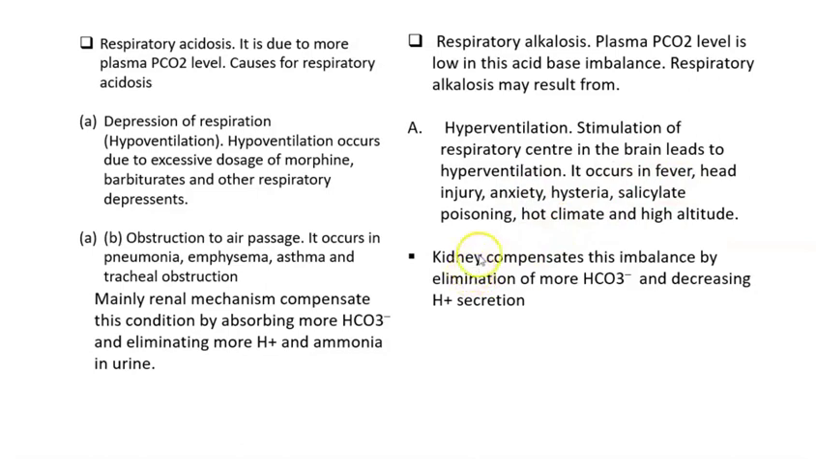And then how can this respiratory alkalosis be compensated? The kidney compensates this imbalance by elimination of what? More HCO3. Here, we don't say absorbing it. You know, alkalosis is the opposite of acidosis. In acidosis, the kidney has to absorb this hydrogen carbonate, while in alkalosis, the kidney has to eliminate it. Okay? So we move.